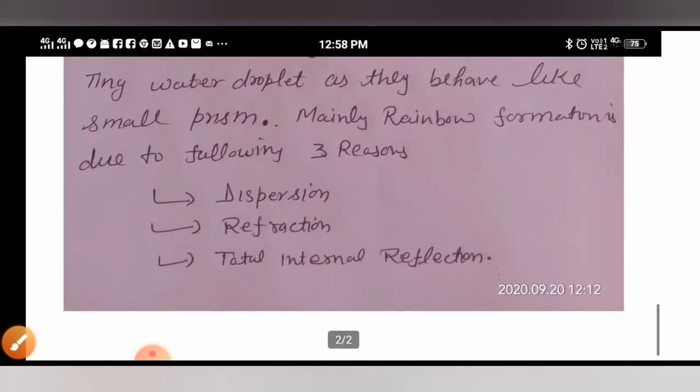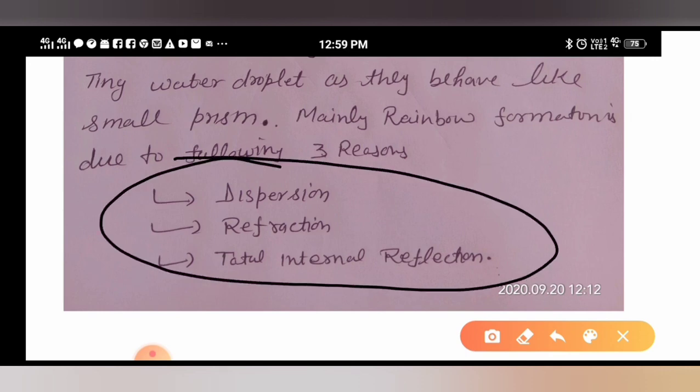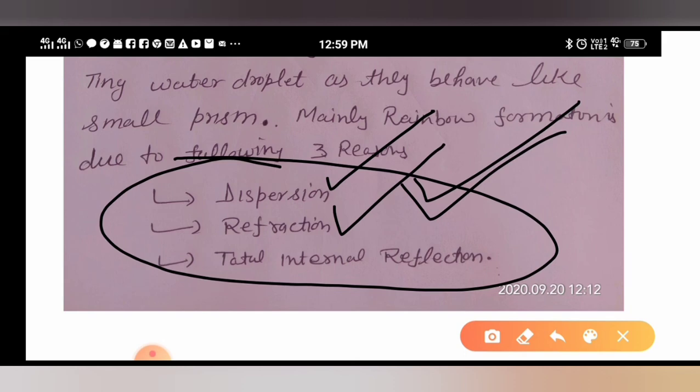Okay, and sometimes they ask what are the 3 phenomena which are responsible for this. If only one phenomenon they will ask, then simply it is dispersion of light. But in higher standards, not only dispersion of light, but there are 3 phenomena behind rainbow. First is dispersion of light, second is refraction of light, and third is total internal reflection.